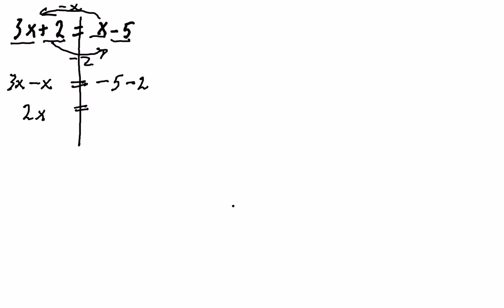equals negative 5 minus 2, which is negative 7. We divide both sides by 2 to get x by itself, so we have 2x divided by 2 equals negative 7 divided by 2. The 2 cancels, and we'll have x equals negative 7 over 2. Okay, so that's the first part. Let's look at another example.